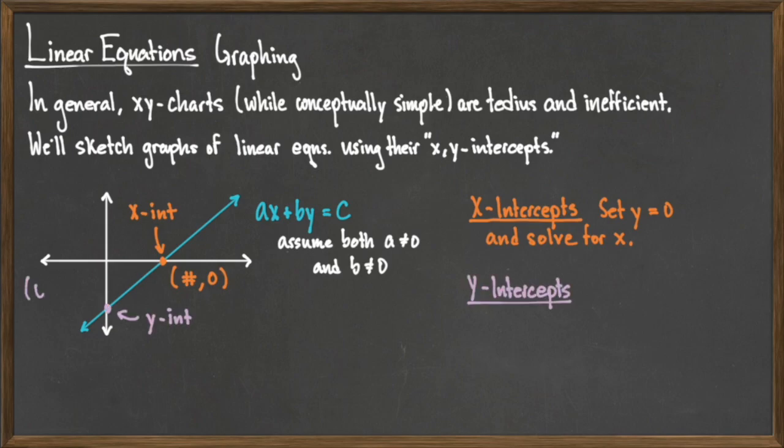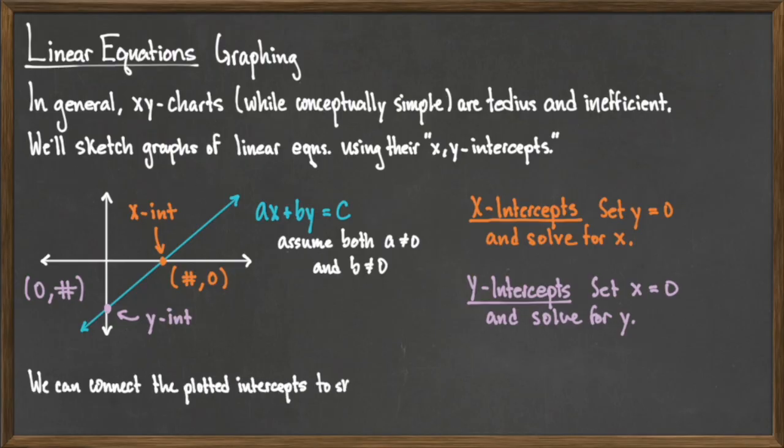To find the y-intercept, the concept is pretty much the same. The x-coordinate will be 0 and the y-coordinate will be some number. So to find a y-intercept, in your linear equation, set x equal to 0 and then solve for y. And once we have both of these points plotted, we can connect the dots and sketch our linear graph.